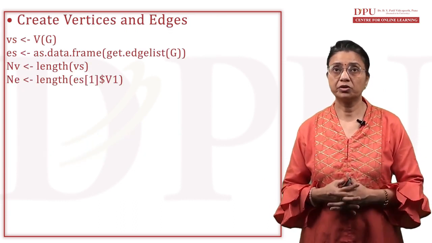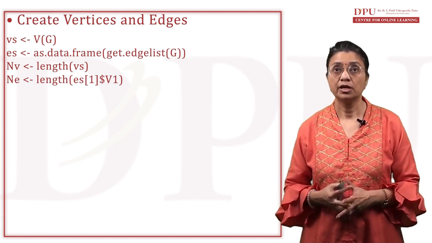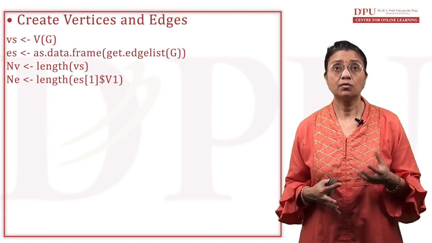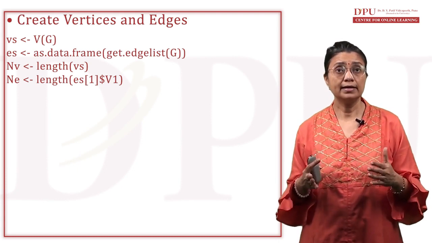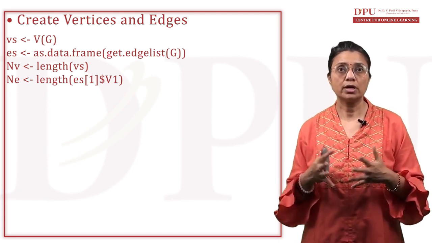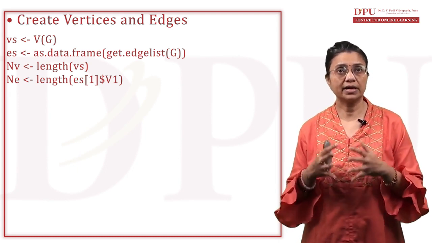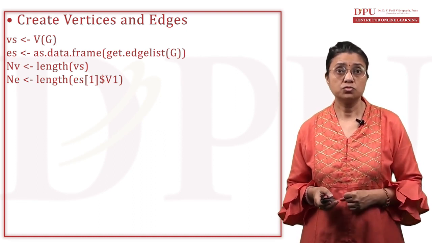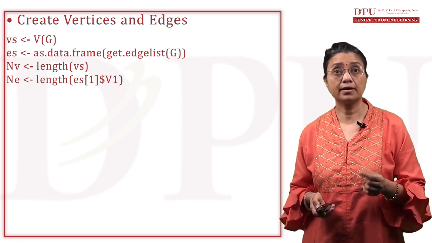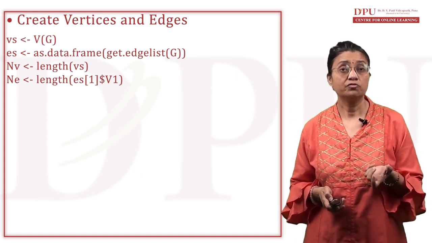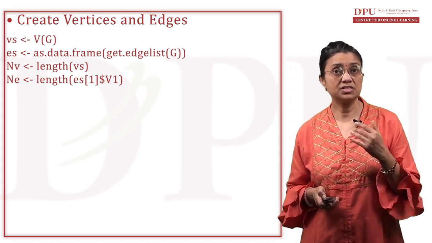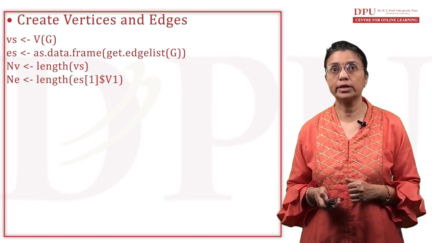Now we have to create vertices and edges. Now you all know what a vertex is. A vertex is a data point and edges are the connecting lines. So here we have V and within brackets we are passing G. You can see that G is our upgraded graph, and now we are creating a vertex set, passing G as a parameter and storing that in VS.